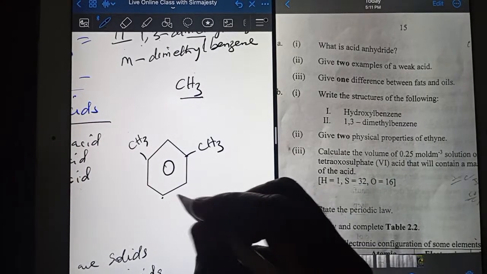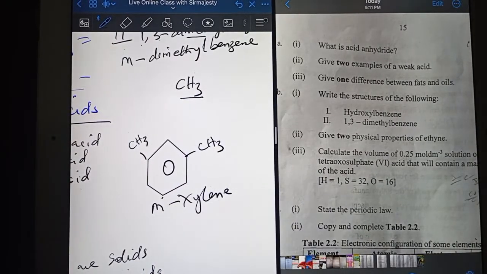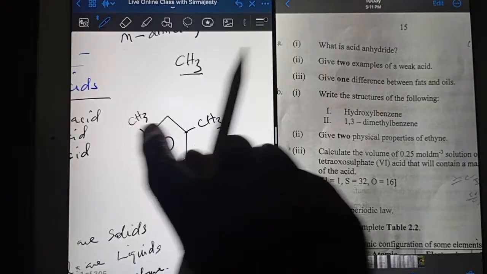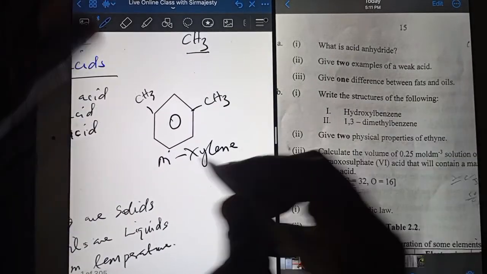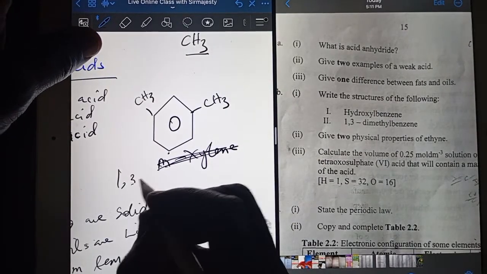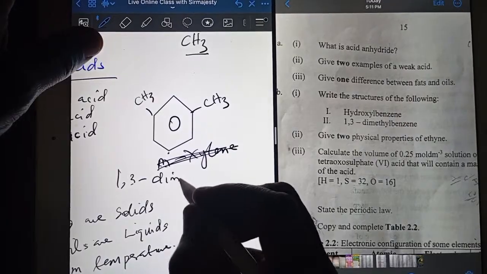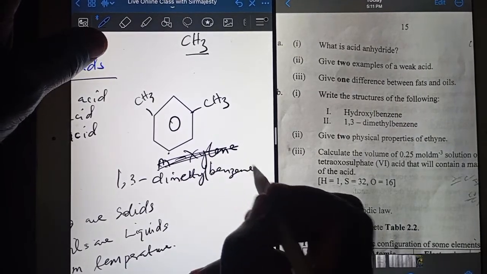This is 1, 3. And we call it xylene, so we can commonly call this M-xylene, meaning that the methyl groups are at carbon 1 and 3. But don't write this one for them, just write 1,3-dimethylbenzene according to the question.